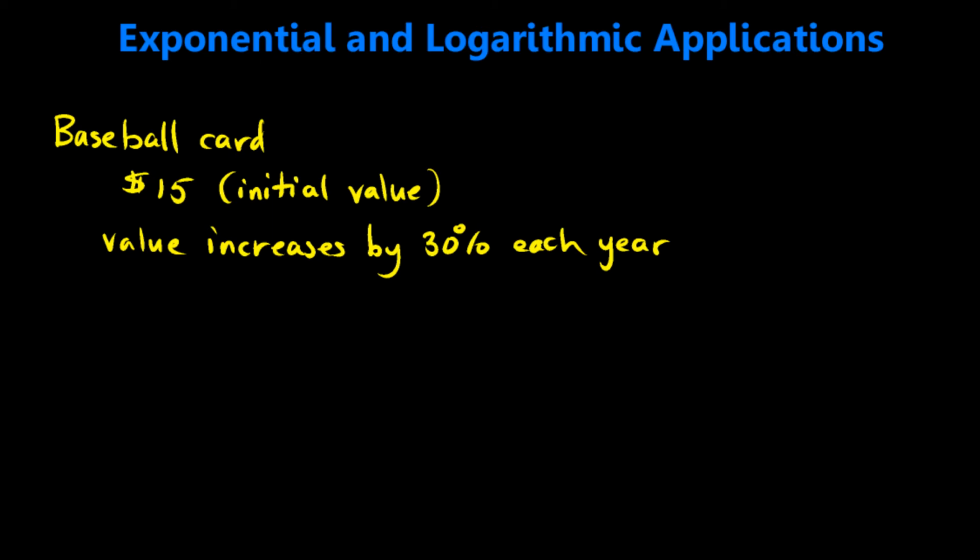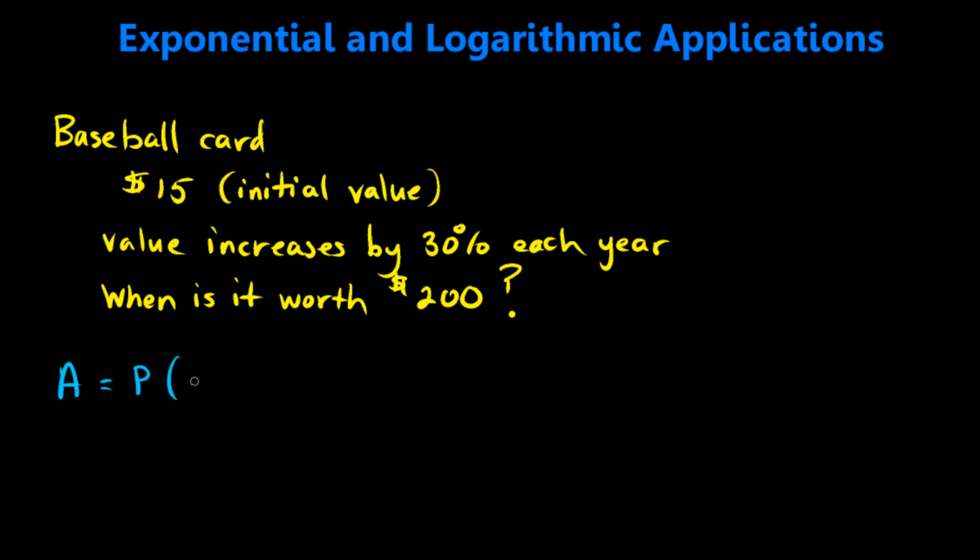And what you can ask yourself is, when will the card be worth, let's say, $200? So what we want to do is write an equation down that models this. So the general model for this kind of problem would be A equals P(1 plus R) raised to the T.